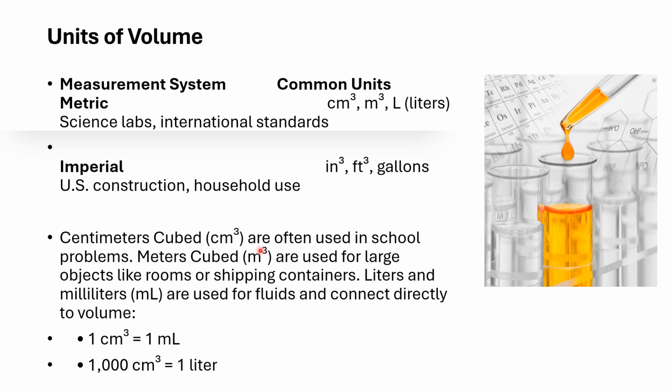So the centimeter cubed, these are often used in school problems, and meters cubed are used in large objects like rooms or shipping containers. Liters and milliliters are used in fluids and connected directly to the volume. So 1 centimeter cubed is a milliliter, and 1,000 centimeters cubed is a liter.